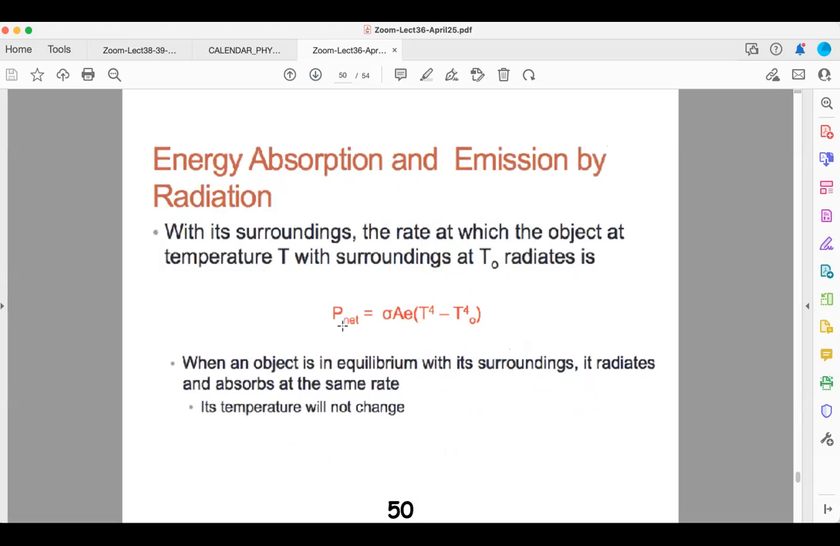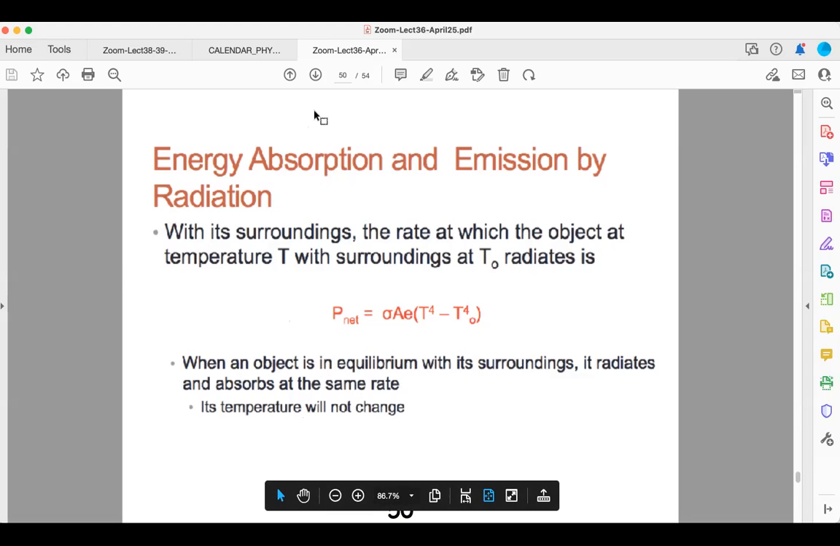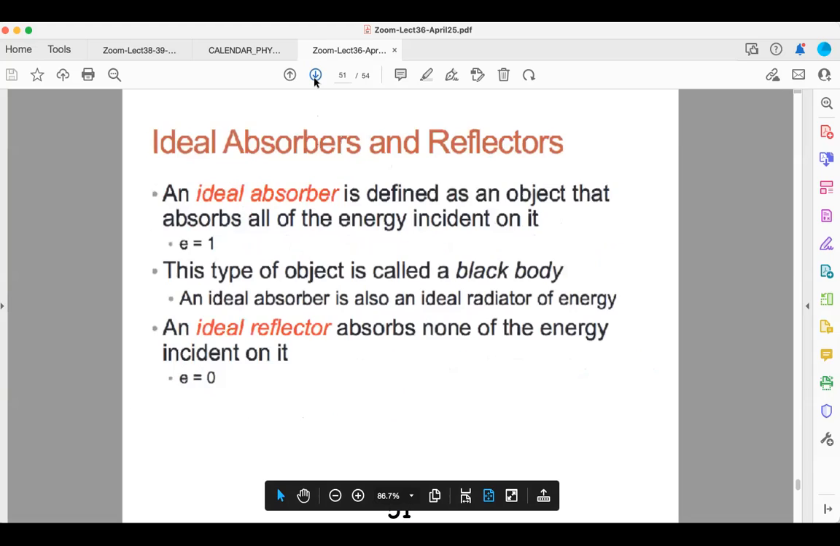So with the surroundings, the rate at which the object at temperature T with the surroundings at T naught radiates, of course, is given by the equation, but maybe you don't even need this because we don't want you to study this equation too much. So don't worry about that.